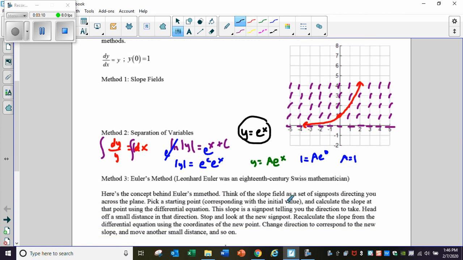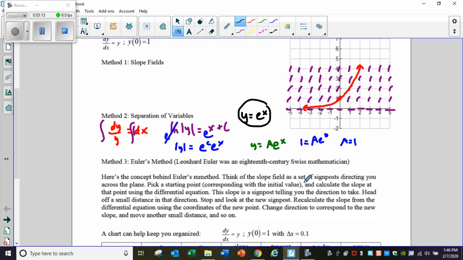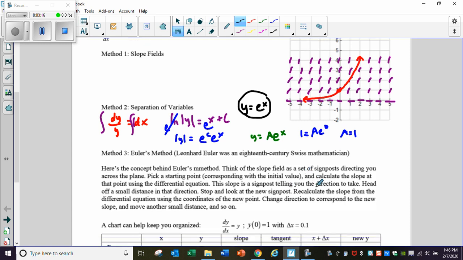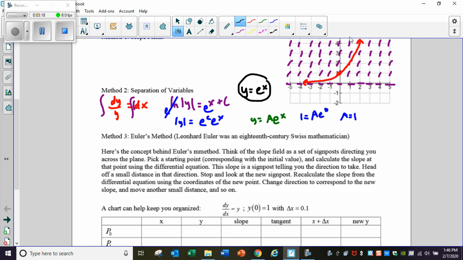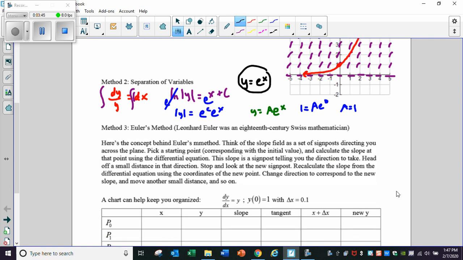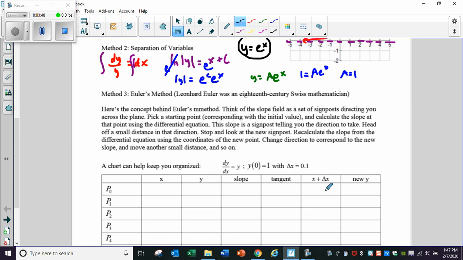And then we have also the numerical method, and this was created by Leonhard Euler, who is an 18th century Swiss mathematician. And here's the concept. He said, okay, if the slope field is like these signposts telling us how to draw the graph, then what we could actually do is say at this initial value of (0, 1), we can calculate a slope, and we could draw a little tangent line and take a small step over to the right. And then at that new point, we can calculate a new slope, create a new tangent line, and use that tangent line to step a little bit more to the right. And we're going to create a series of tangent lines, which takes us on a numerical approximation of the actual solution curve. So let's do exactly that.